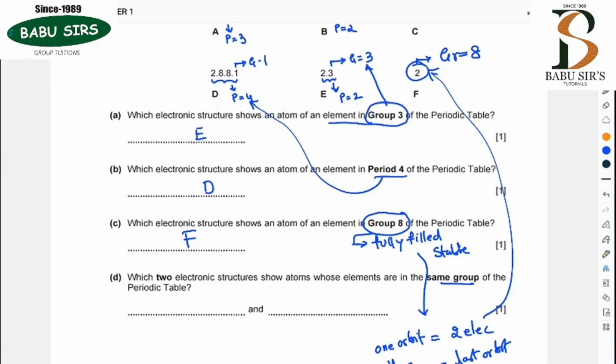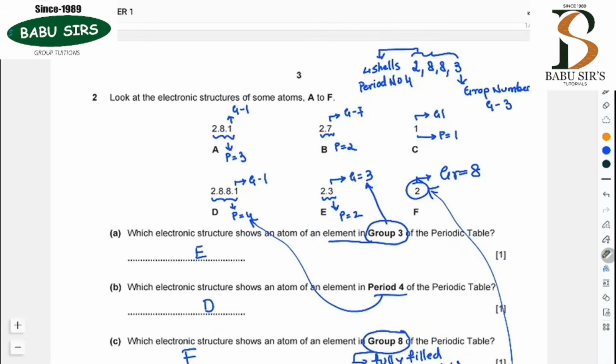Question number D. Which 2 electronic structures show atoms whose elements are in the same group? Same group means they might be in group 1, group 2. So we'll check. This is group 1, this is group 1 and this is group 1. So we have to write 2. See, this group 1 is hydrogen.